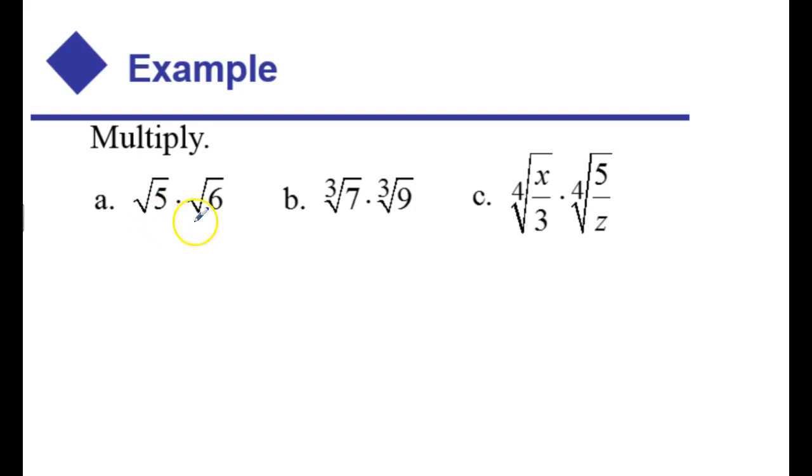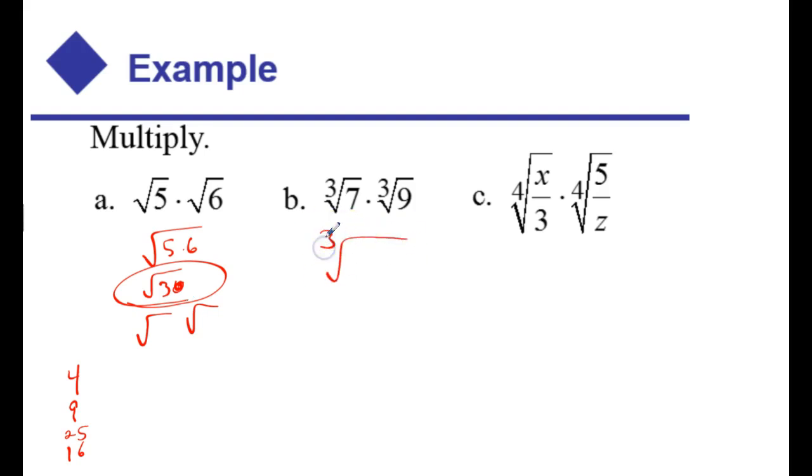So let's look at this. This is apart, so we're going to put it together. 5 times 6 is 30. And then if it's together, let's pull it back apart and see if we can simplify this. Well, there is no perfect square that goes into 30. I'm looking for numbers like 4, 9, 25, 16, and so I can't pull it back apart. But I would look for it and see if I could.